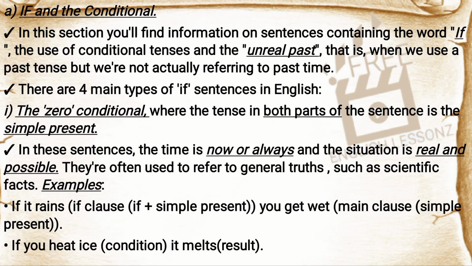1, the zero conditional, where the tense in both parts of the sentence is the simple present. In these sentences, the time is now or always and the situation is real and possible. They're often used to refer to general truths, such as scientific facts. Examples. If it rains, if clause, if plus simple present, you get wet, main clause, simple present. If you heat ice, condition, it melts, result.